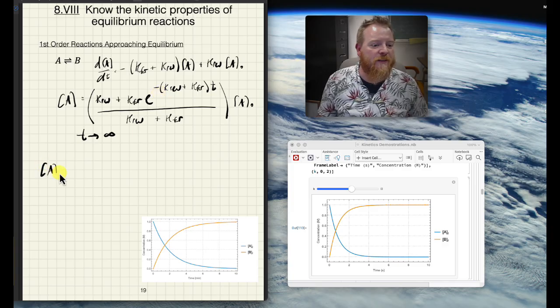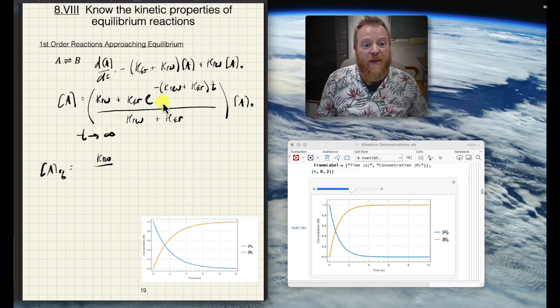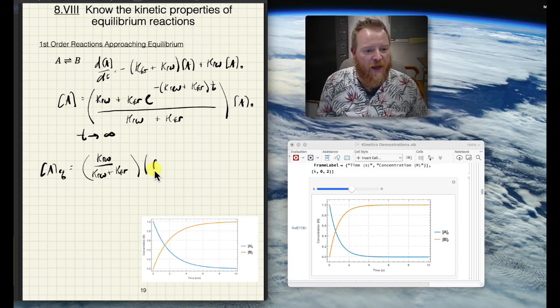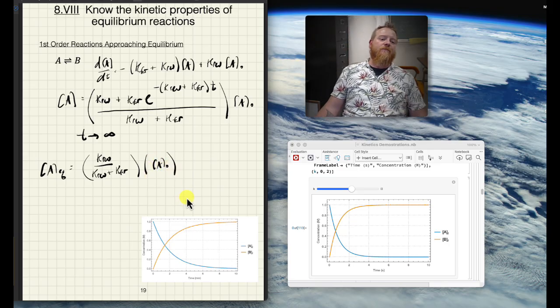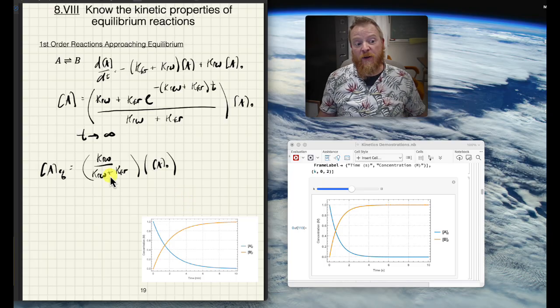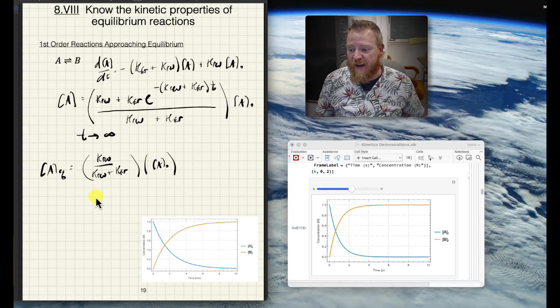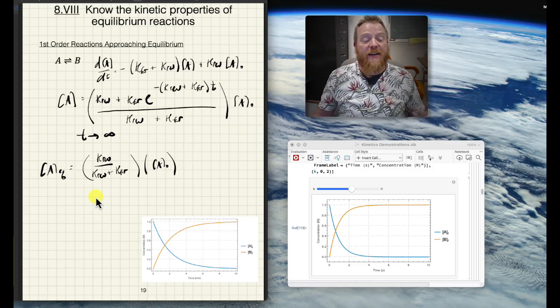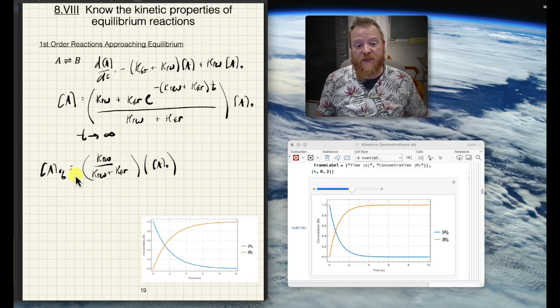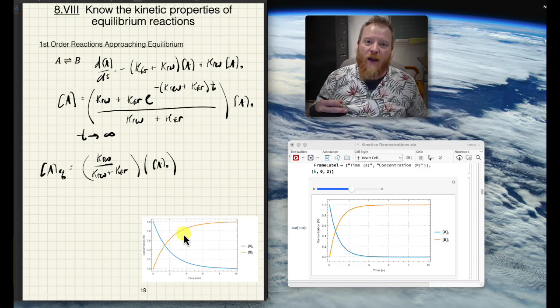And so now my A at equilibrium equals the following. So that's going to be k reverse. That whole exponential term drops out. So it's just k reverse divided by k reverse plus k forward, all times the initial A concentration. So that's pretty cool. And then similarly, that would allow us to compute an equilibrium concentration for B if we so desired. And additionally, we can also get an equilibrium constant out of this when we recognize that at equilibrium, the forward rate will be equal to the reverse rate.